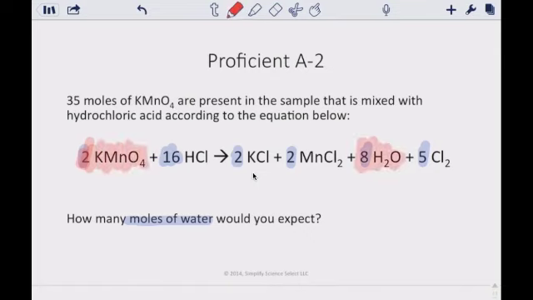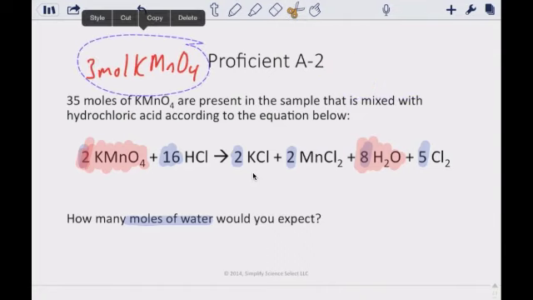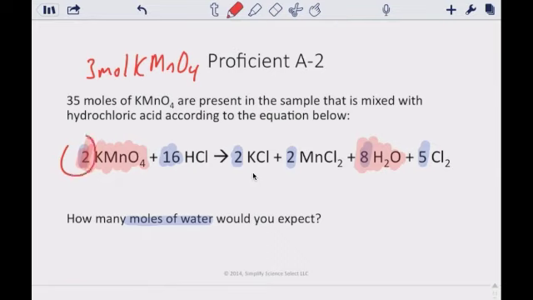So we want to go from our potassium permanganate to our water. If we use our mole ratio, we can say that 2 moles of KMnO4, because that's the coefficient in front, it's 2, equals 8 waters, because that's the coefficient in front. So 8 moles of good old H2O.